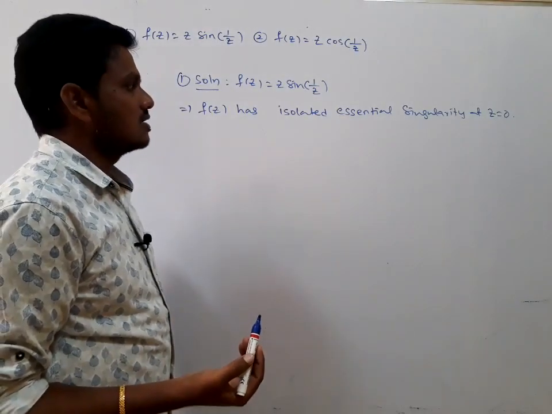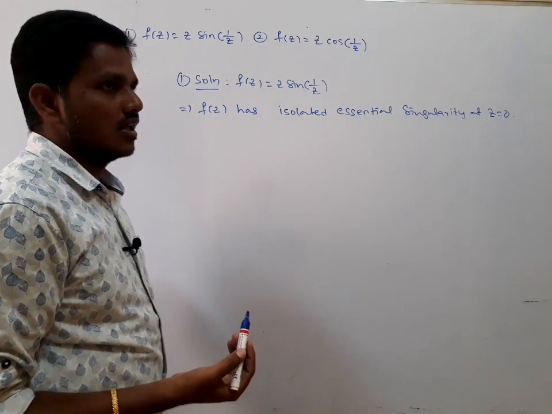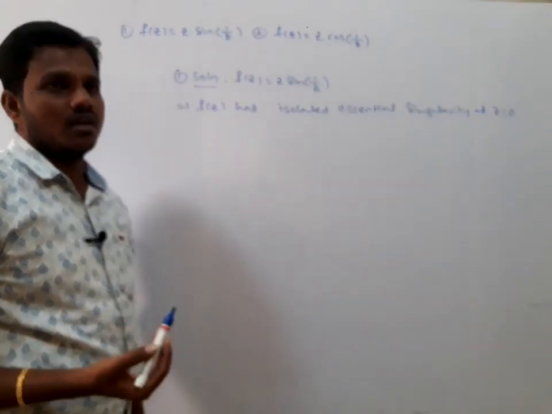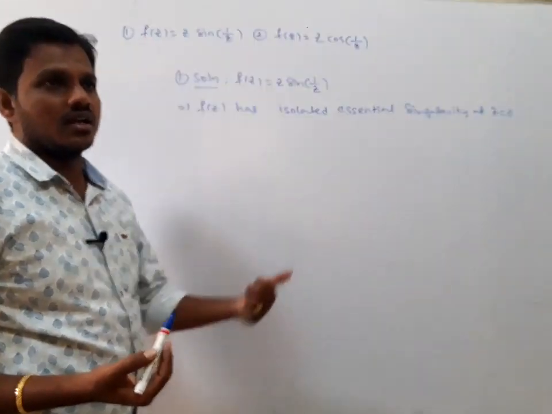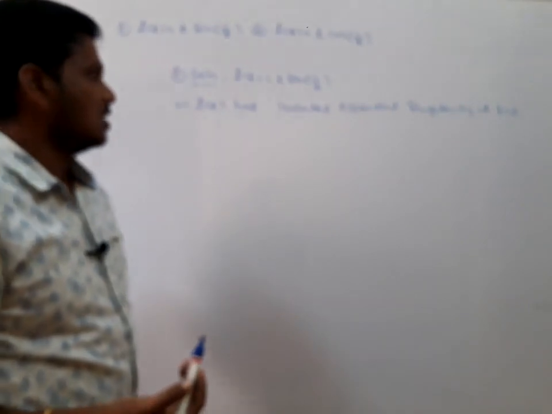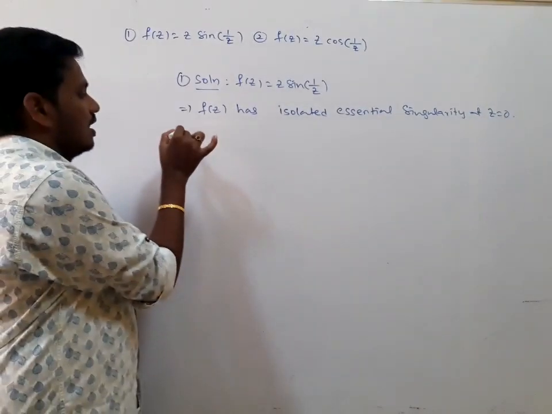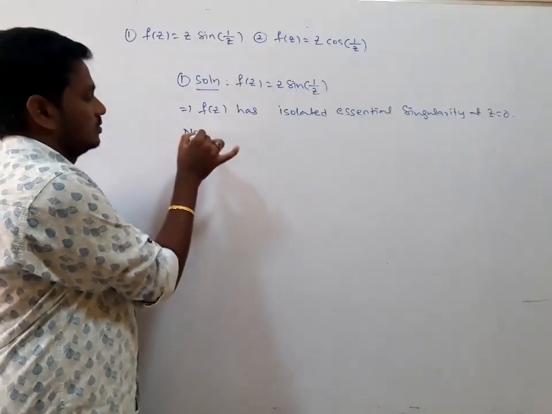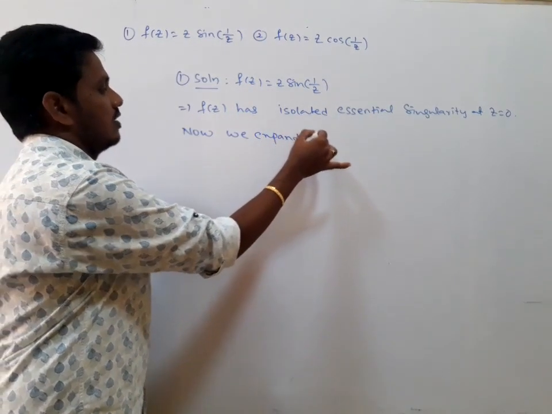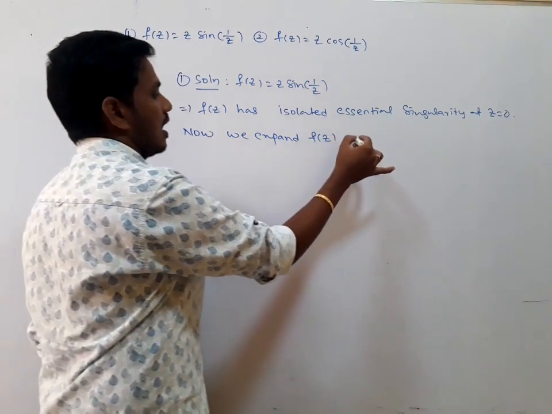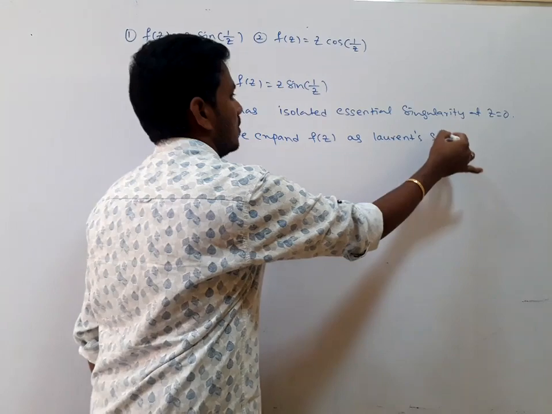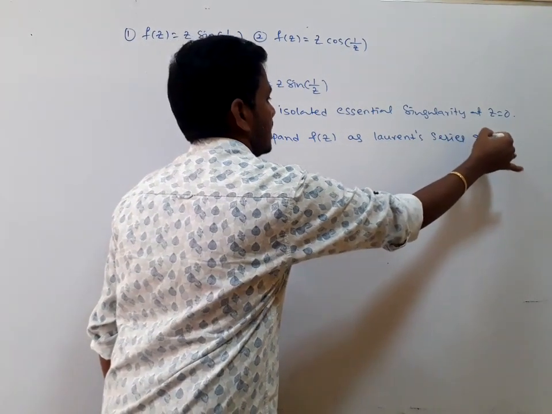In case of an isolated essential singularity, we try to expand f(z) as a Laurent series. Then you take the coefficient of 1 by (z minus z naught), where z naught is the isolated singular point. Right, now I am trying to expand. So now we expand f(z) as a Laurent series about z equals 0.